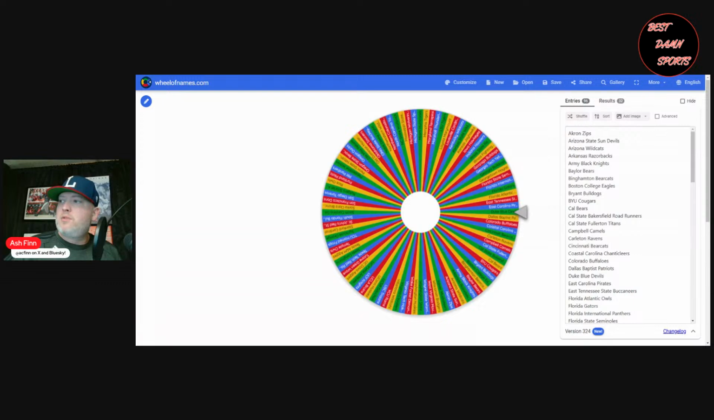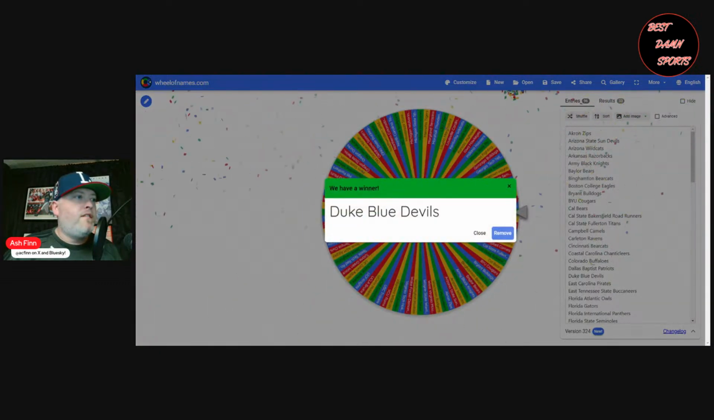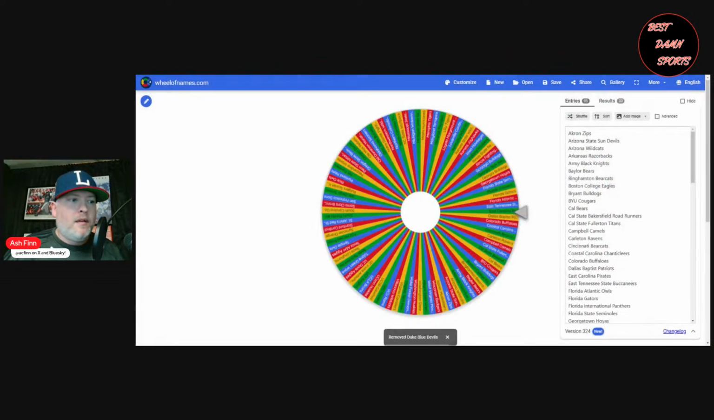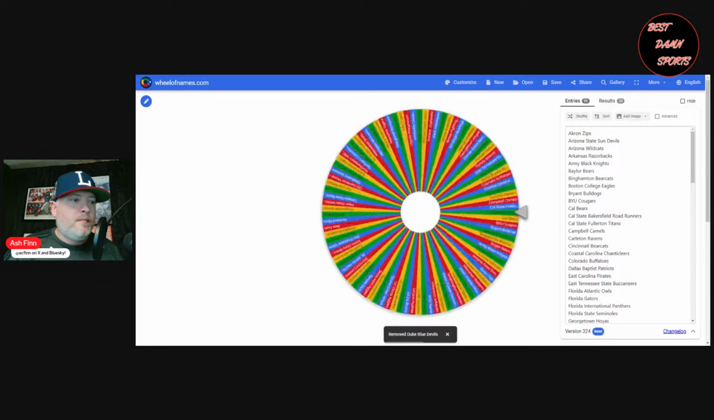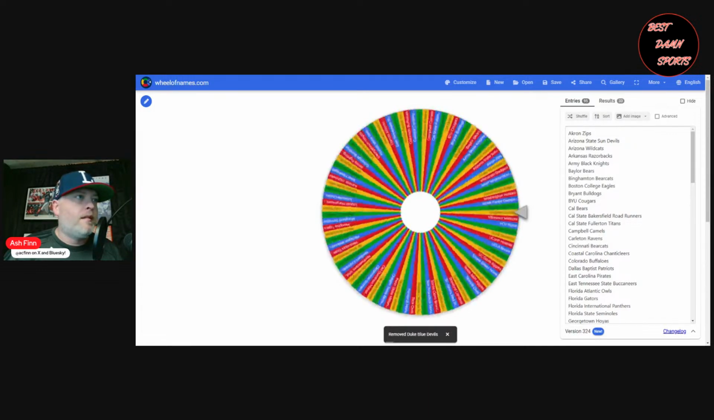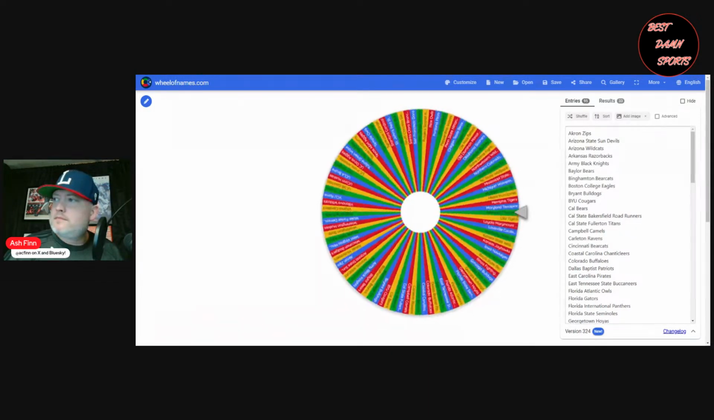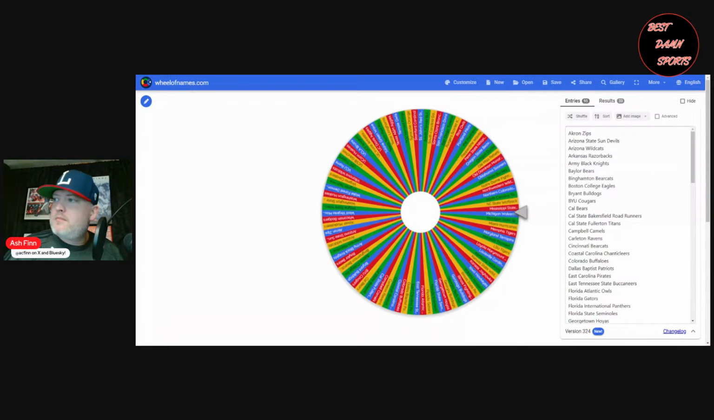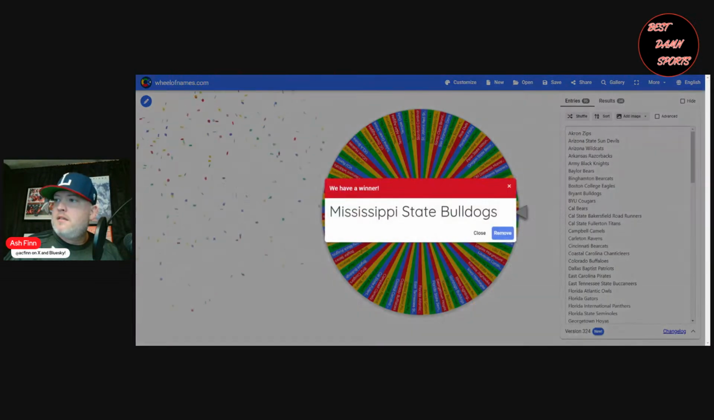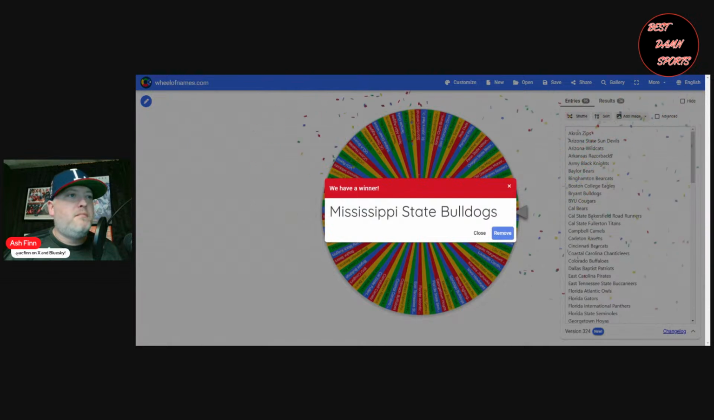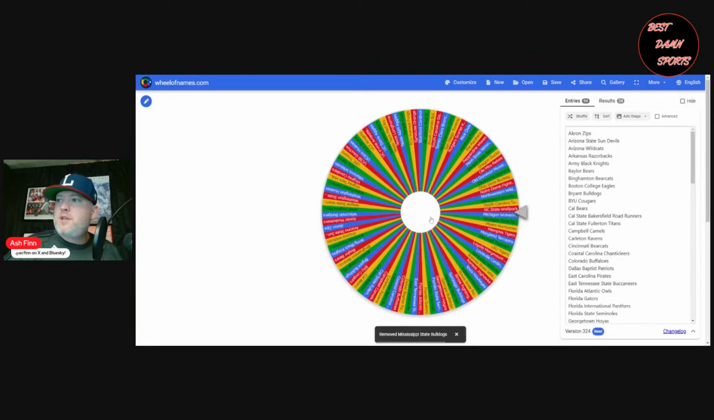And it looks like the Duke Blue Devils are going to be picked next, and they will draft 15th in the ACC. Sorry, Andy. And let's spin her again. Mississippi State, it looks like. Is that Glenn? Glenn, are you the Mississippi State? Get them off there, and we'll spin it again.